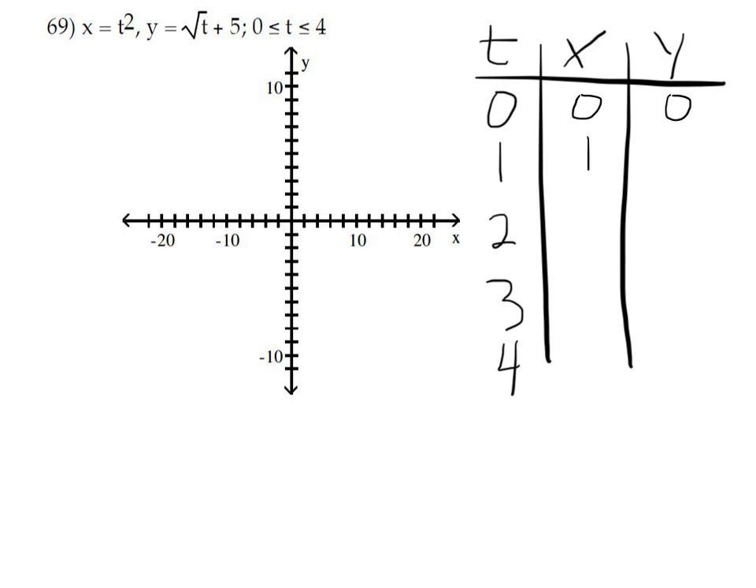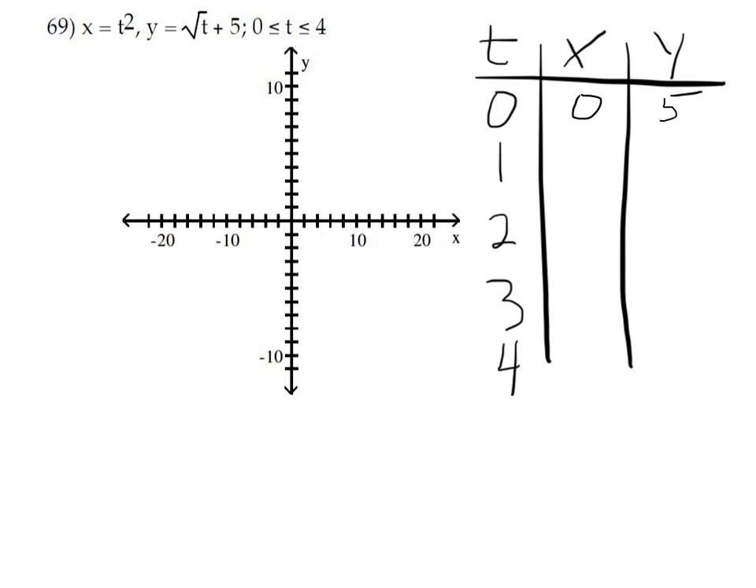Oh, I've messed up. Let's see, y equals square root of t plus 5. My eraser is not working. Try again. There we go. Let's try this one more time. If t equals 0, square root of 0 plus 5 is 5. The y variable is 5.